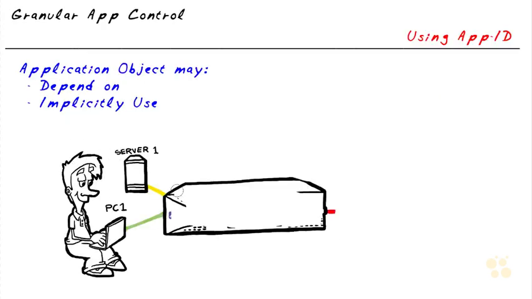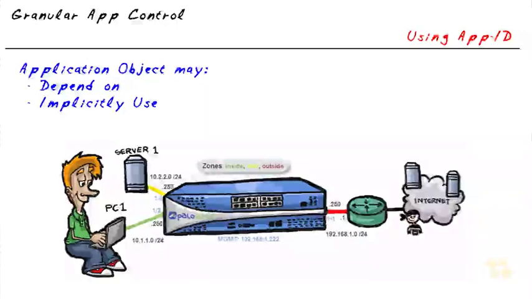In this nugget, we've discussed the idea that we can use very granular application objects, such as Facebook-chat, to allow or permit specific applications through the firewall at a very granular level. And for a demonstration of implementing very granular control within an environment like Facebook, we're going to do that together in a separate nugget.